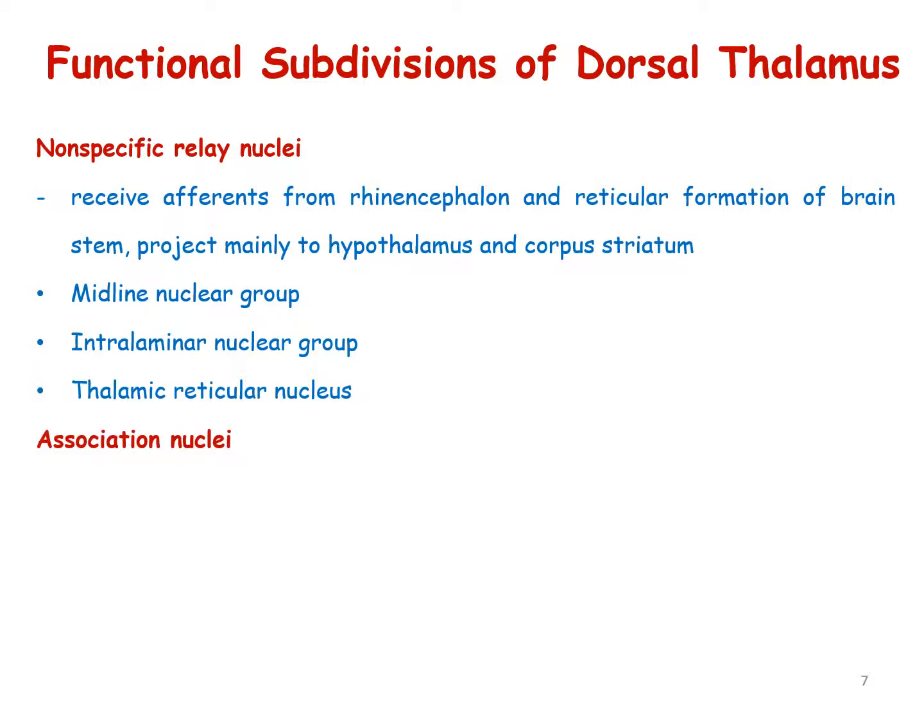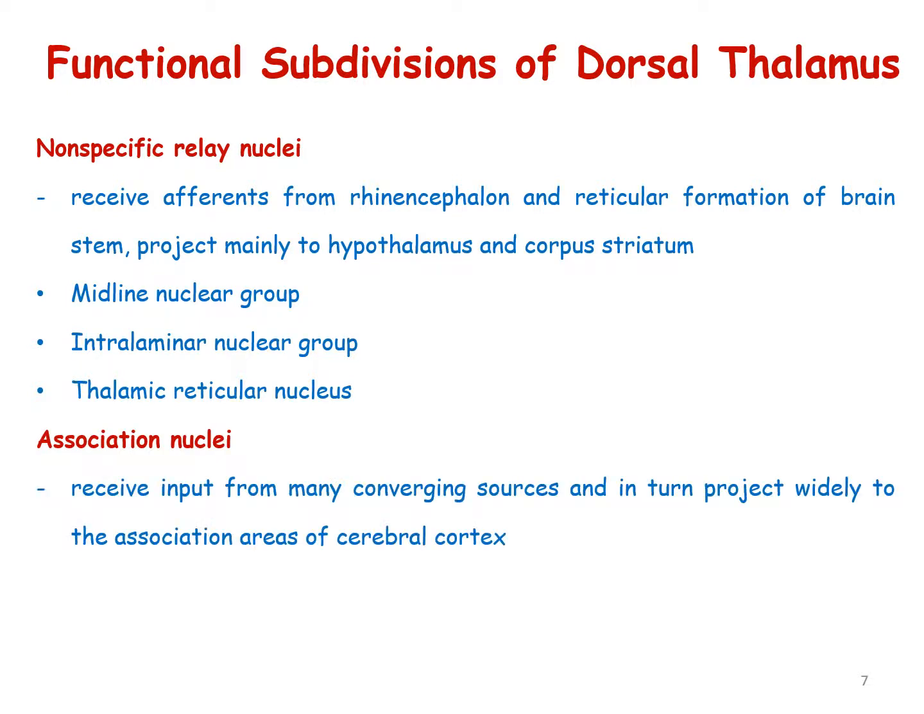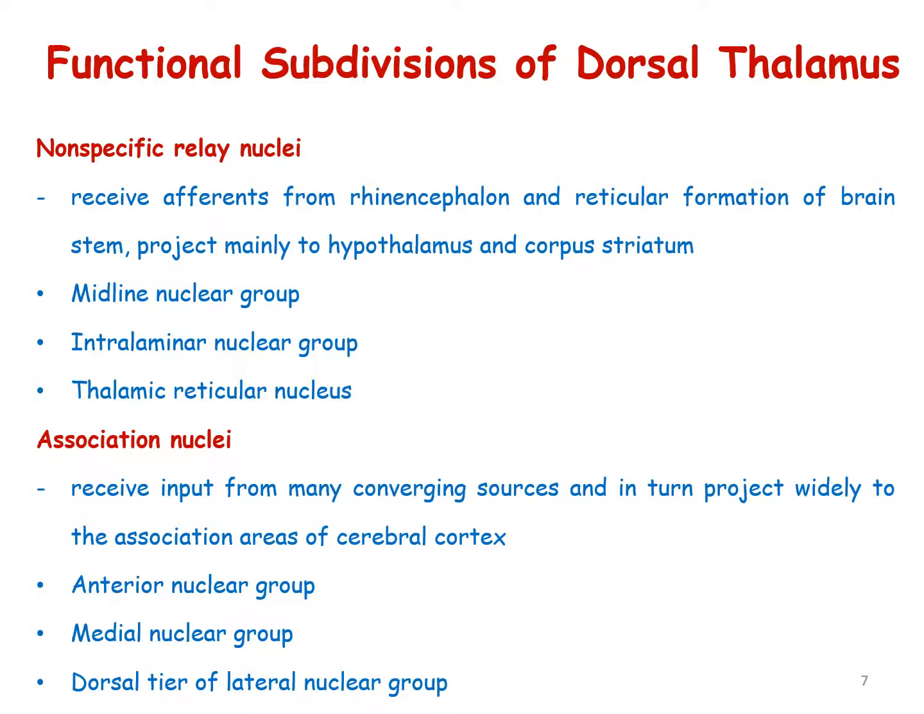Association nuclei. These receive input from many converging sources and in turn project widely to the association areas of the cerebral cortex. These are the anterior nuclear group, medial nuclear group, and the dorsal tier of lateral nuclear group.